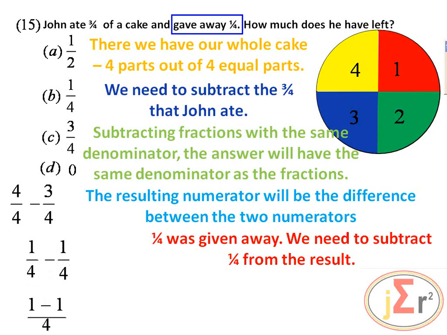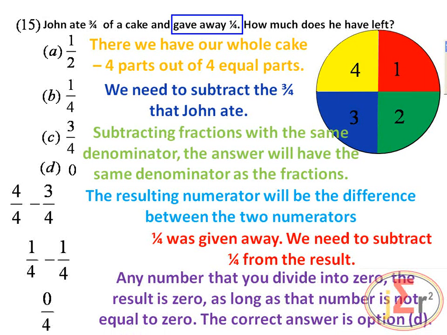1 minus 1. And the result is 0. And 0 over 4 is the same as 0 divided by 4. And 0 divided by any number, the result is 0. But if we divide 0 by 0, then we have some difficulties that will be discussed at a greater grade level. So 0 divided by 4 is equal to 0.